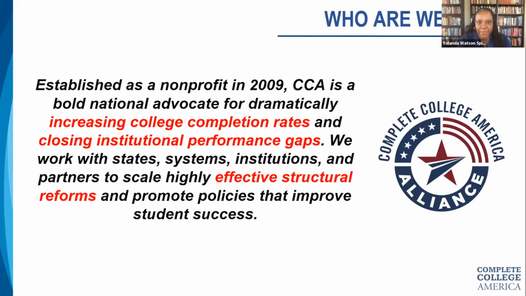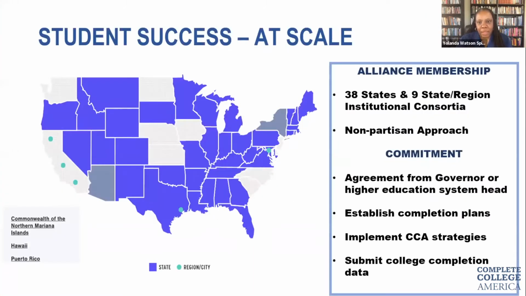Next slide, please. One of the things that CCA really prides itself on is being able to try to accomplish student success and college completion at scale. We have an alliance of 47 states, consortia, and regions, and they're represented here in blue and green on your screen. And so you could see that we believe in operating at scale in order to proselytize the message around why student success is important and why focusing on institutional performance gaps is also important.